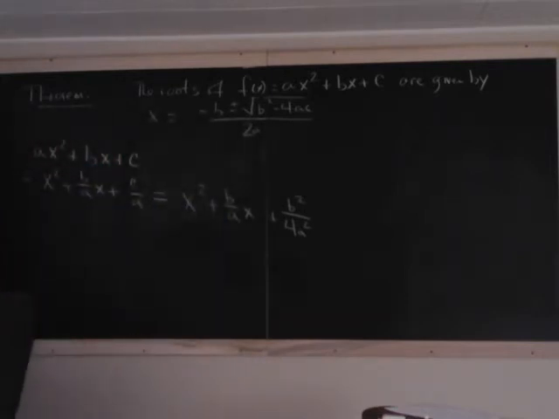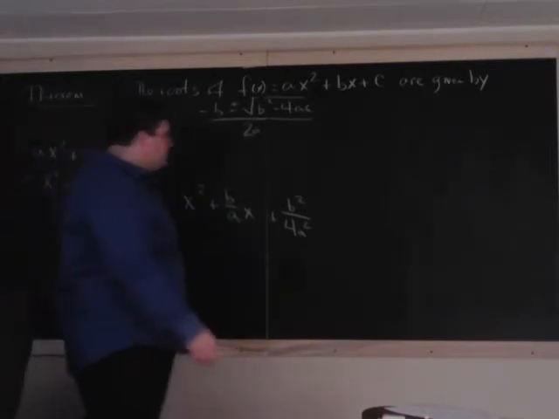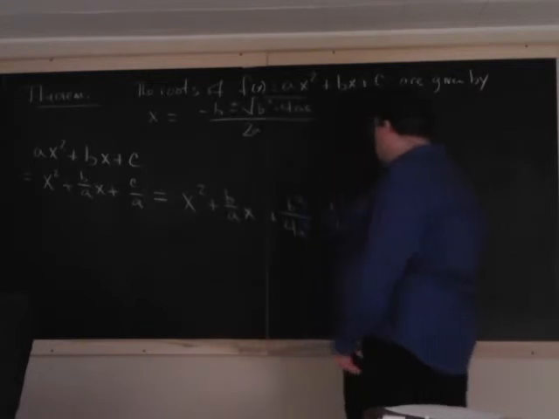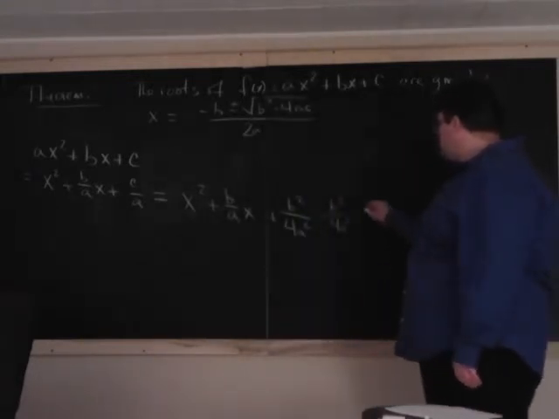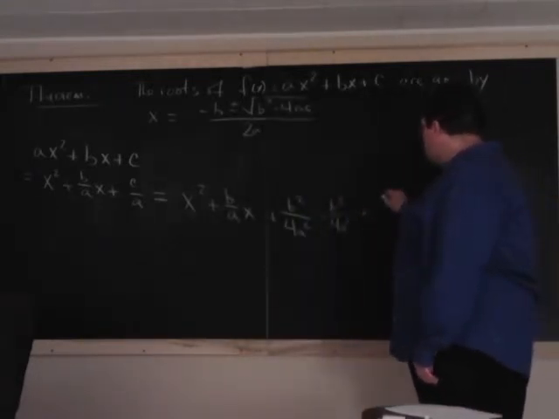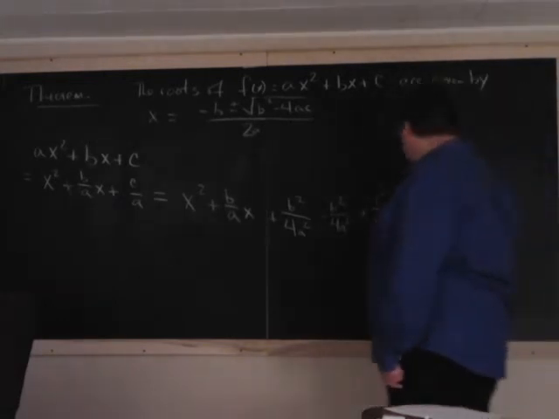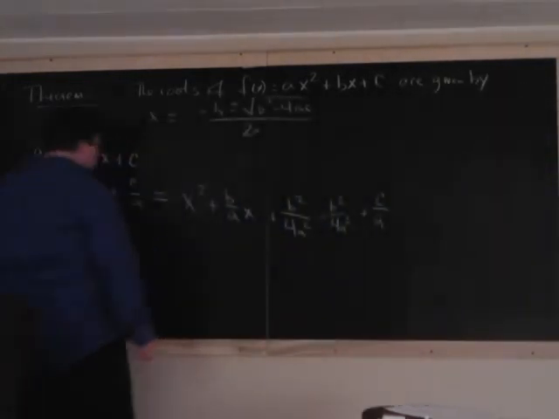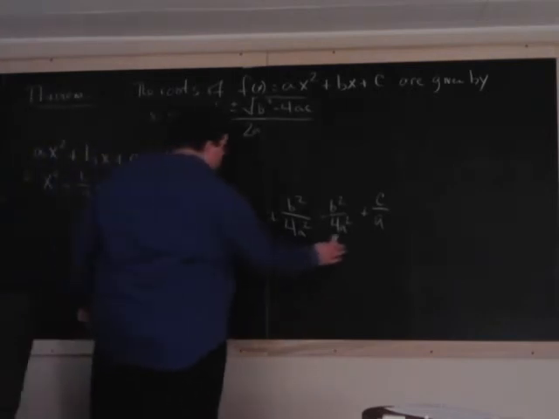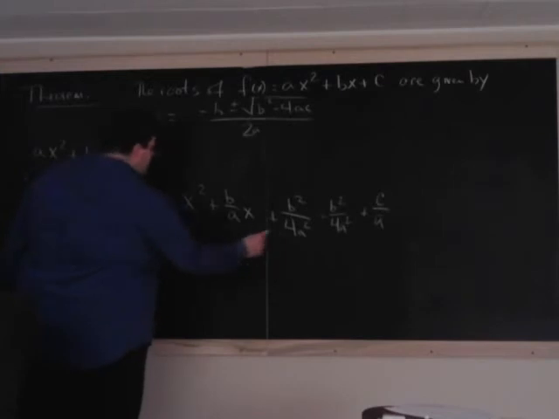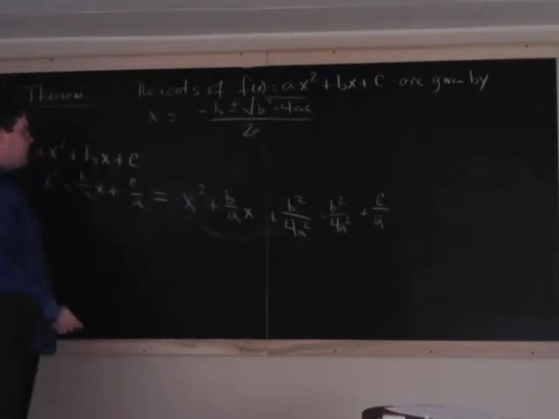So what did we do? We added a number. We can't just change the question, so we also have to subtract that number, because we want to add 0. 0 is the only number we can add and preserve equality. And of course, this c over a stays there. So all we did here was add 0. And we did that because now we can write that piece as a perfect square.